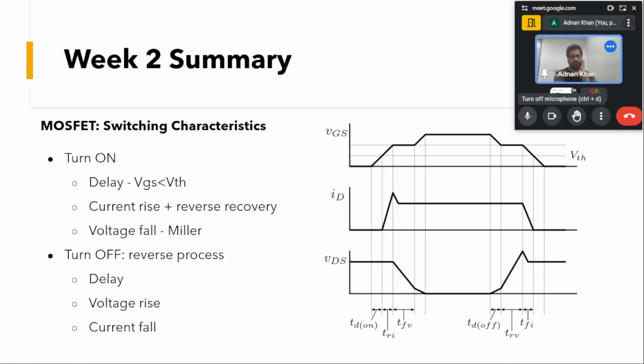This was about the turn on and turn off characteristics of the MOSFET, and you can go through the details of it, like what is actually happening in the device, the physics of it. You can go through the lectures, and you can search for this and go into the detail of how the turn on and turn off happens in this MOSFET.